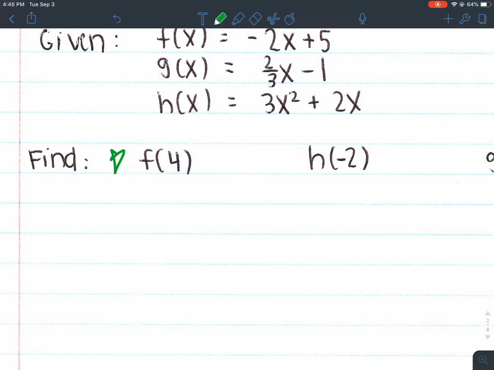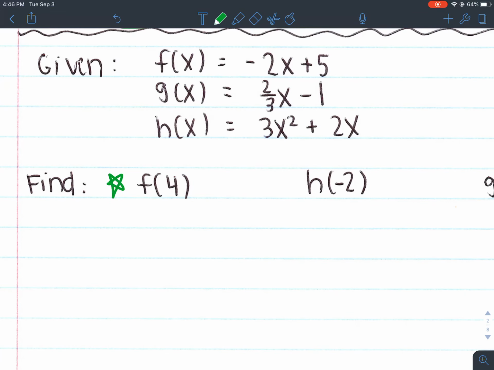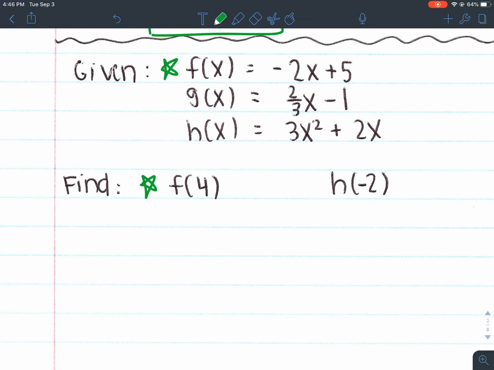Okay, well, for the first one, for f of 4, which function am I going to use? The first, the second, or the third? I'm going to use the first. And the reason I'm using the first is because these both have f's. So you want to make sure that you're using the correct function with the right one. You don't want to plug it into the wrong function. So I'm going to use f of x equals -2x plus 5.